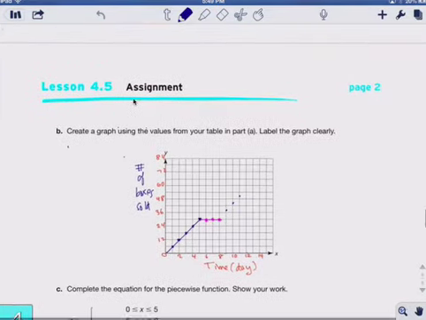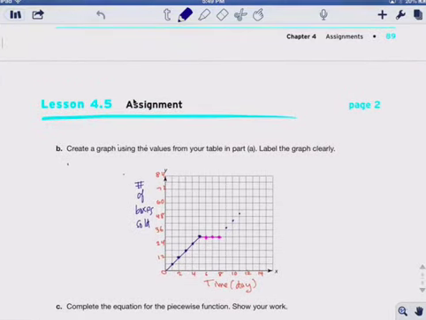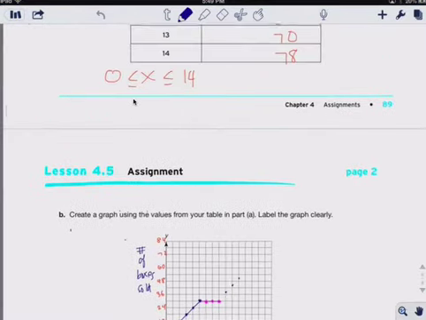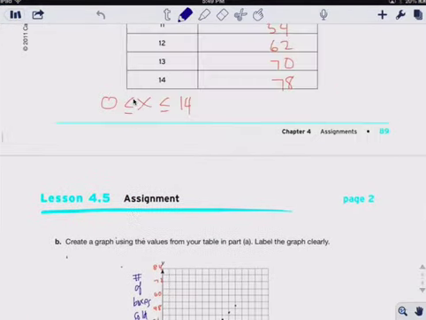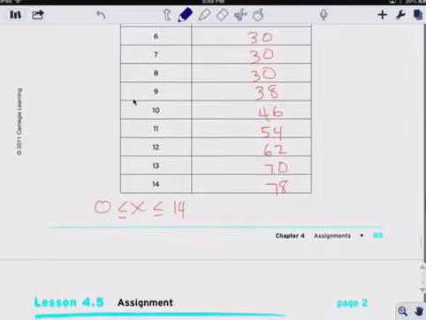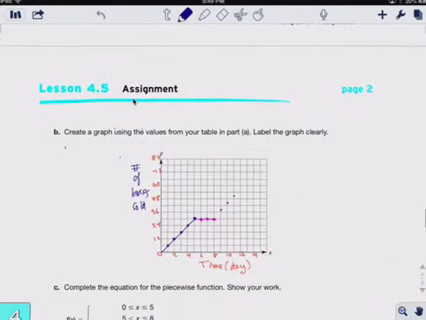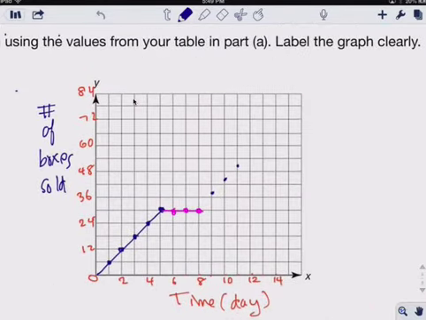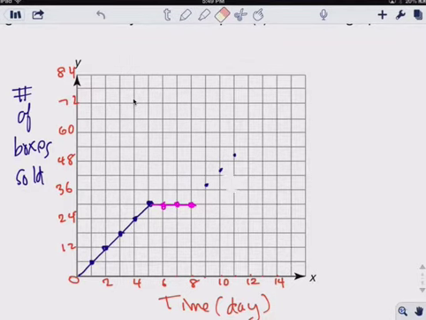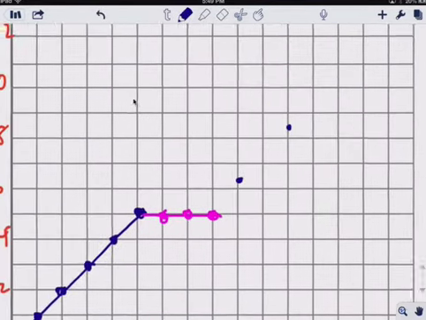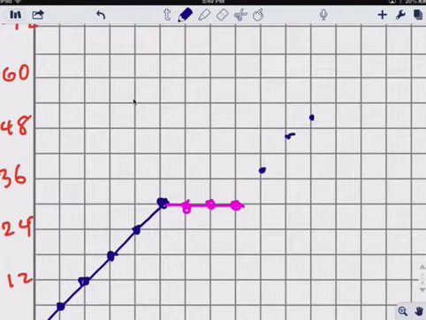I believe I was here and we were graphing at 9:38, 10:46. 10:46 is, oh, this is closer to 48. 10:46 is closer to 48. About right there.